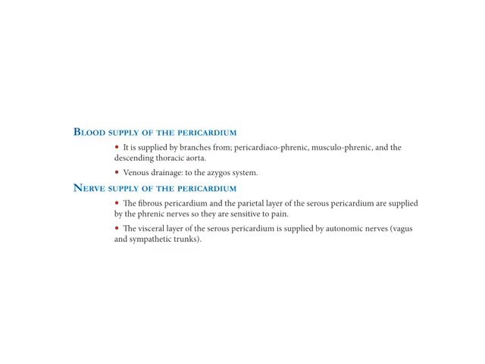About the nerve supply of the pericardium, the fibrous pericardium and the parietal layer of serous pericardium are supplied by somatic nerves, phrenic nerves, so they are sensitive to pain, while the visceral layer of the serous pericardium is supplied by autonomic nerves, vagus and sympathetic trunks.